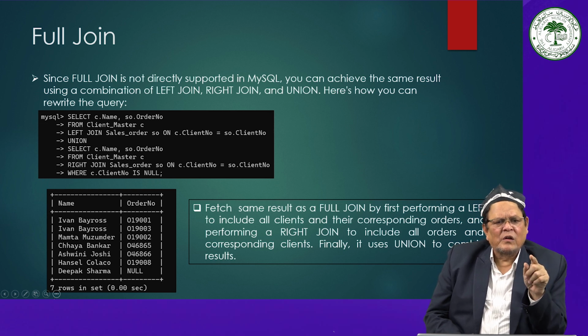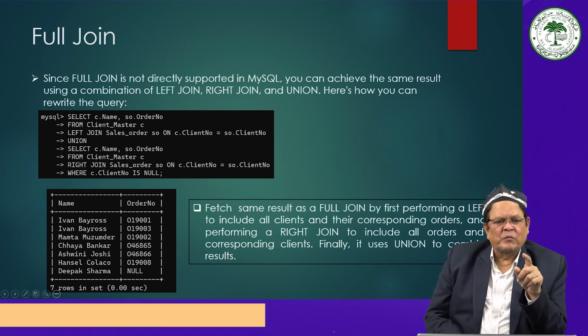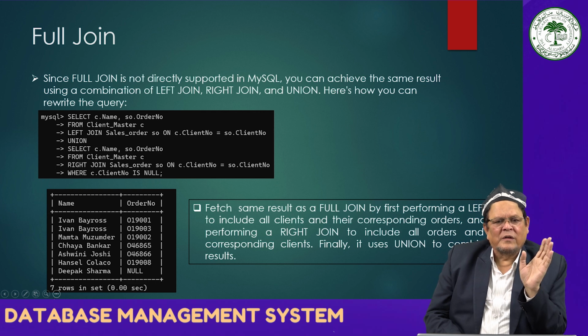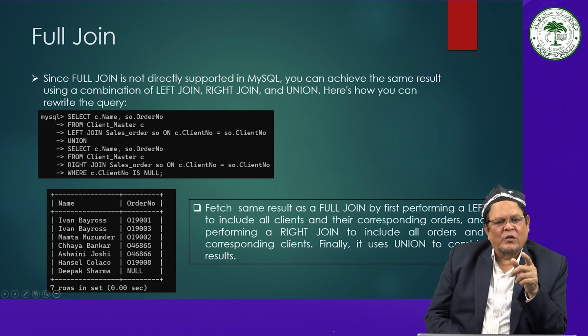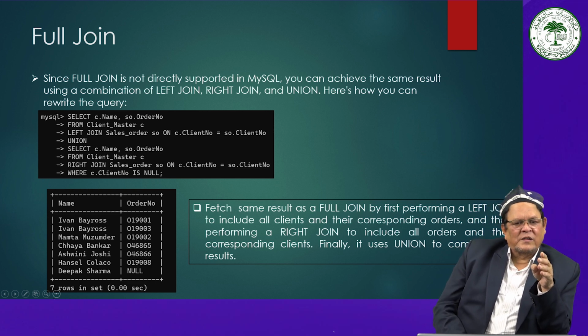In MySQL, select C.name, SO.order_number. Because full join is not directly supported, you can achieve the same result using a combination of left and right join. From the client master, which I have given the alias C, left join sales order SO on C.client_number equal to SO.client_number from the sales order.